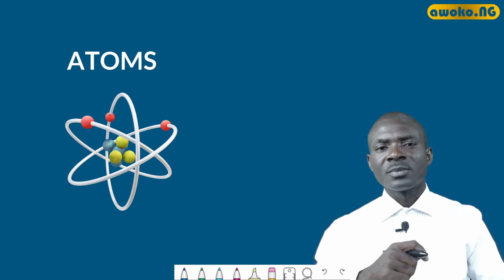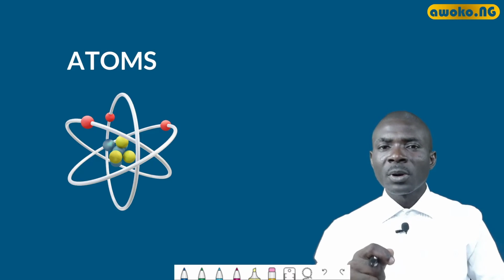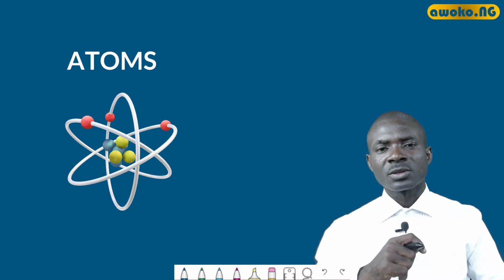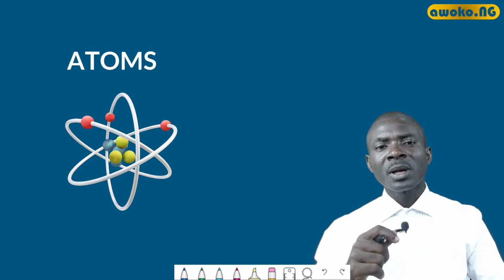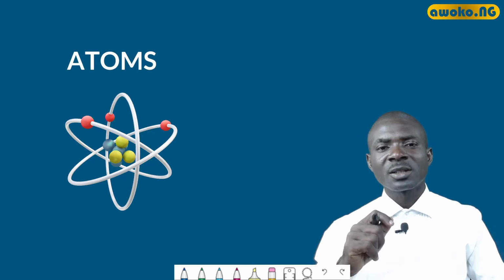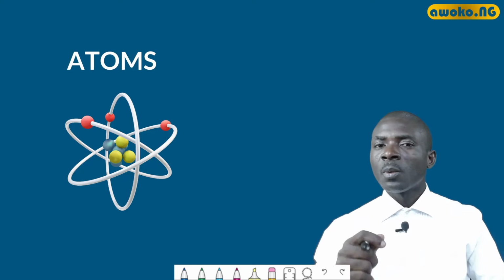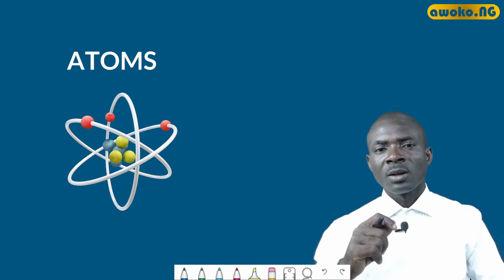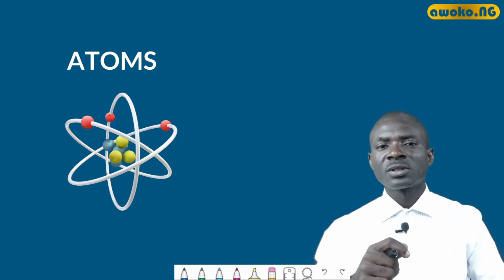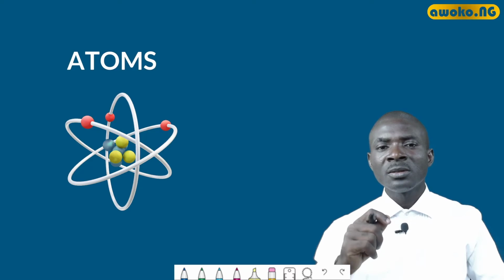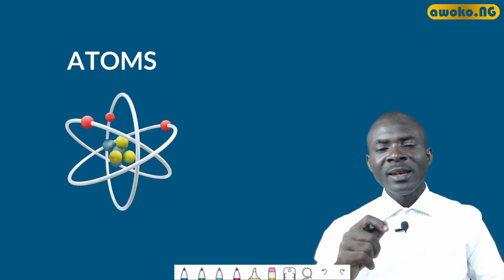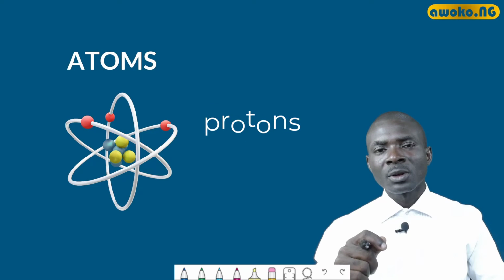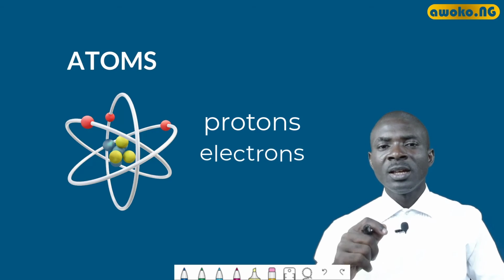In any atom, there are equal numbers of protons and electrons. When we say electrons, what do we mean? We are talking about the negatively charged particles of the atom, while the protons are the positively charged particles of the atom. Of course, the atom also has another particle called the neutrons, but the neutrons do not have a charge, so their charge is nil. In any atom, we have the protons, the electrons, and the neutrons.